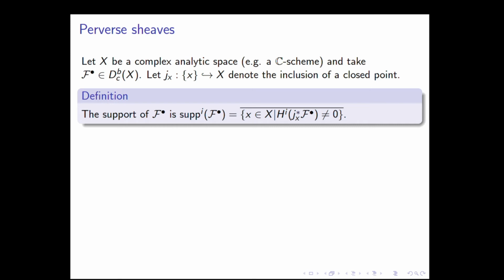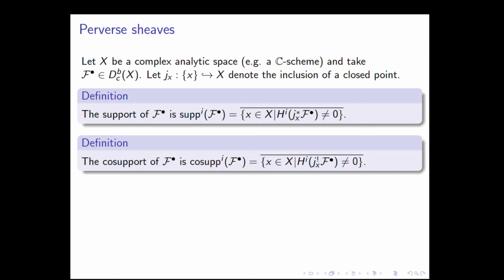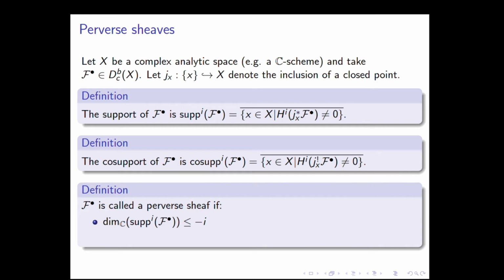The support in degree i is just the closure of the set of all points with non-vanishing stalk cohomology in degree i. There is a dual notion called the co-support, which is the same idea, except instead of taking the stalk, we take what is called the co-stalk, j^!. Unfortunately, it'll take a little bit too long to define the co-stalk in general, but it is the Verdier dual operation to the stalk. So in the case of x being a smooth point, the co-stalk is nothing more than some degree shifted version of the stalk. And this object F in the bounded derived category is called a perverse sheaf if it satisfies a support condition as well as a co-support condition.